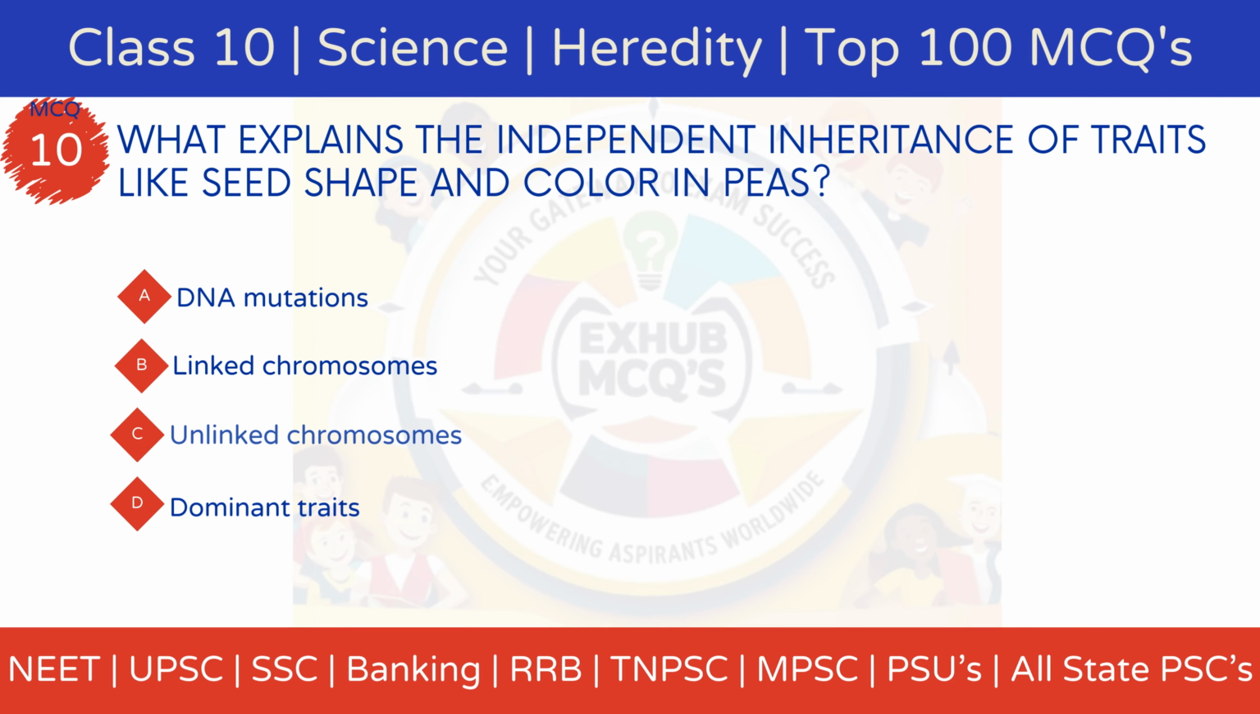MCQ 10. What explains the independent inheritance of traits like seed shape and color in peas? Option A, DNA mutations. Option B, linked chromosomes. Option C, unlinked chromosomes. Option D, dominant traits.